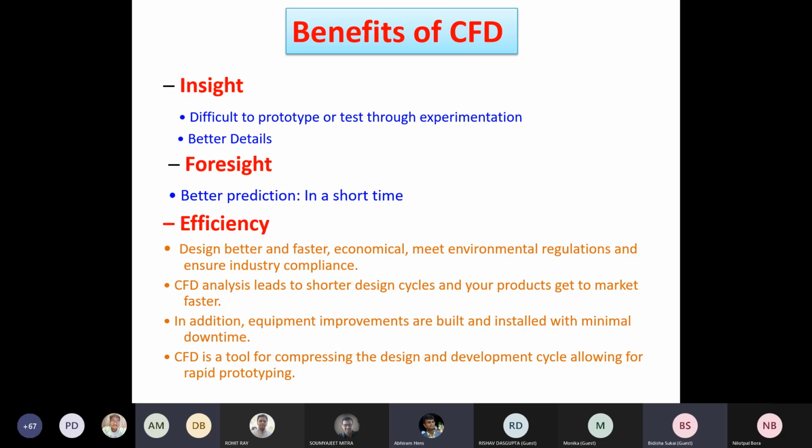CFD also helps you get some foresight, to predict the situation better. How can the prediction be made in a shorter time? That is possible by CFD, and it can help you get more efficiency of the process. It can help you design better, faster and more economically, meet environmental regulations and ensure industry compliance.